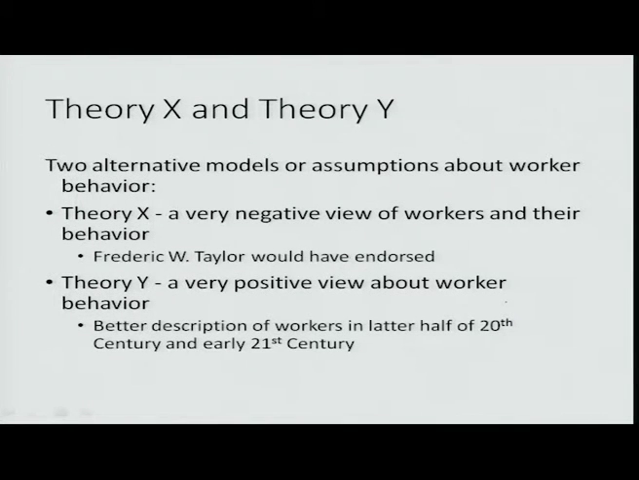The third theory which exists and is in place is the theory X and Y proposed by McGregor, which believes that there are two alternative models or assumptions about worker behavior. One model, theory X, is a negative model which says that by nature a worker is lazy, or a worker does not work unless he has been given a proper system to work. So this is the underlying assumption, the central view which is taken.